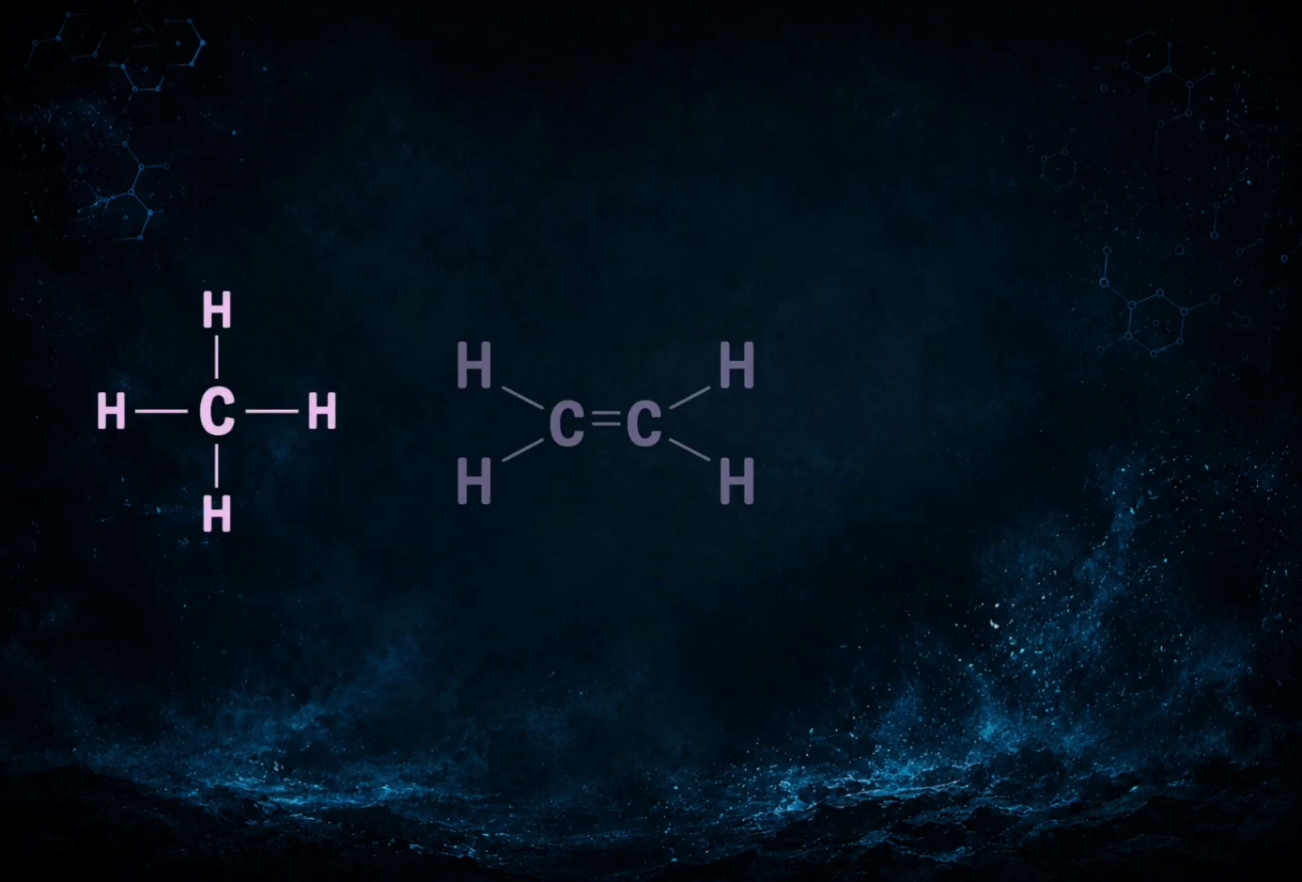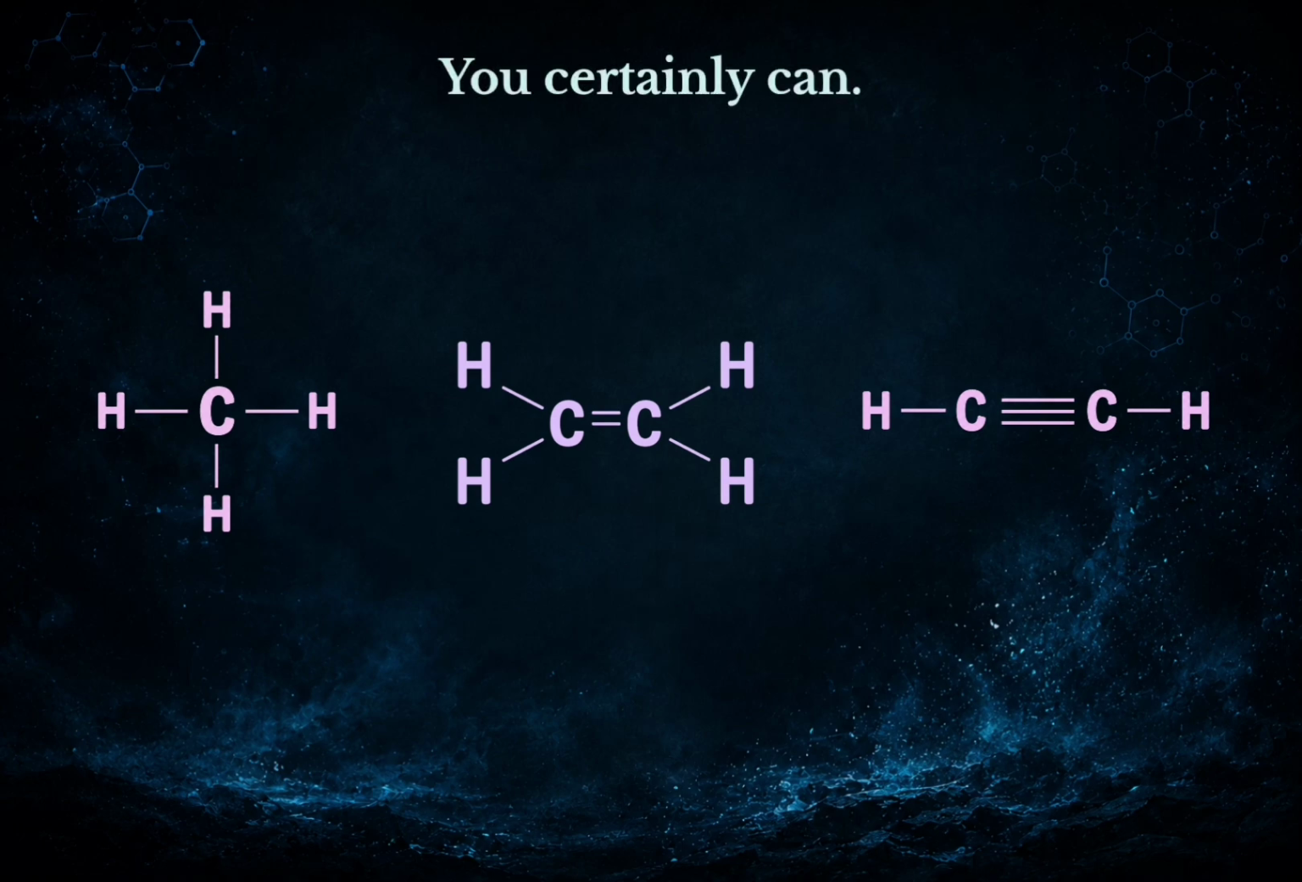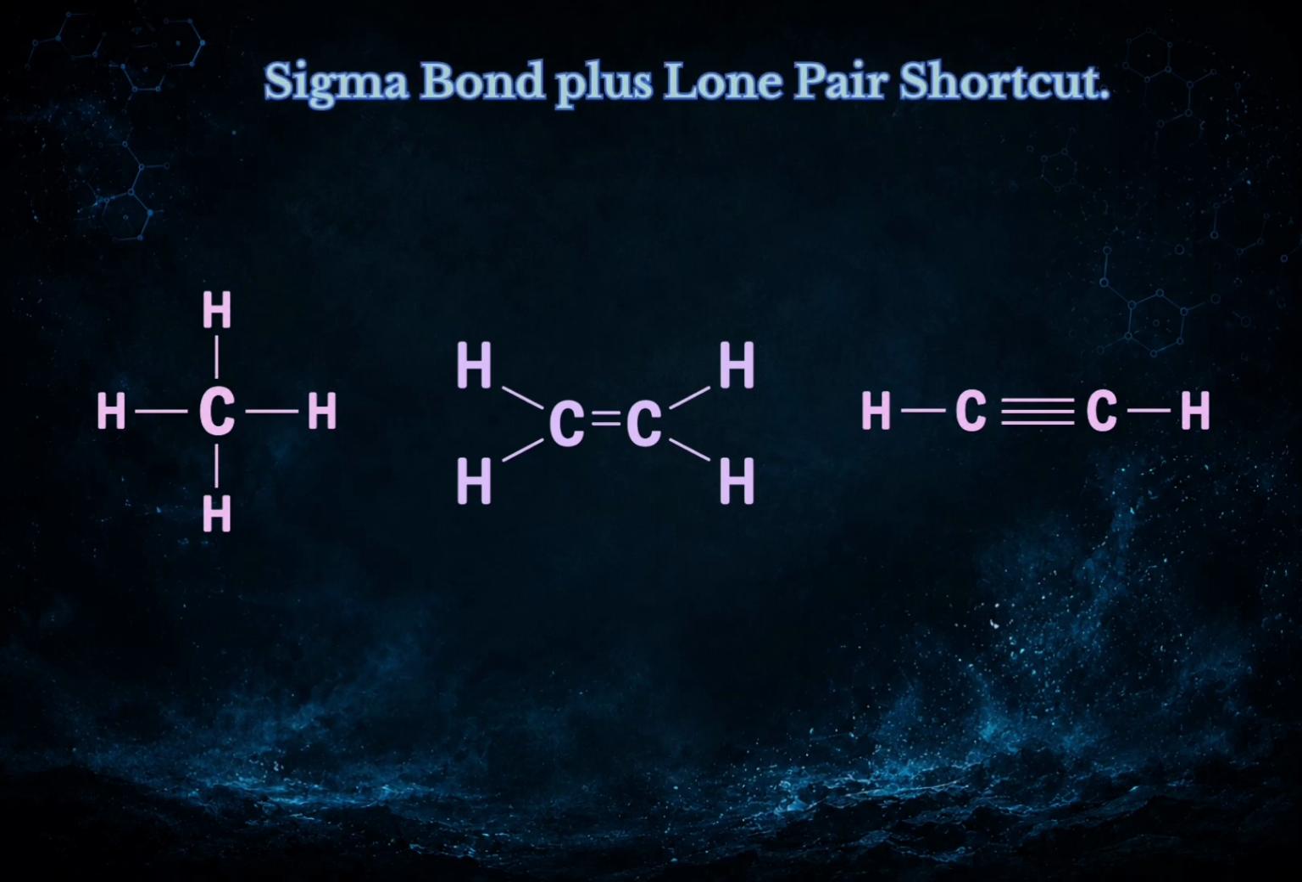What if the molecule is already drawn as a structural formula like this? How do we determine the hybridization then? Do we still need to use the steric number formula every single time? The answer is you certainly can, but there's an even faster method. It's called the sigma bond plus lone pair shortcut. Once you understand this technique, you'll be able to determine the hybridization of most molecules in just a few seconds.